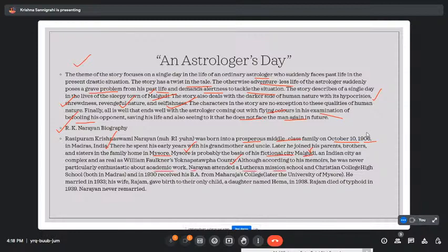Although according to his memoirs he was never particularly enthusiastic about academic work, Narayan attended a Lutheran mission school and Christian college high school, both in Madras, and in 1930 received his BA from Maharaja's College, later the University of Mysore. He married his wife Rajam in 1933, and she gave birth to their only child, a daughter named Hema, in 1938. Rajam died of typhoid in 1939 and Narayan never remarried.